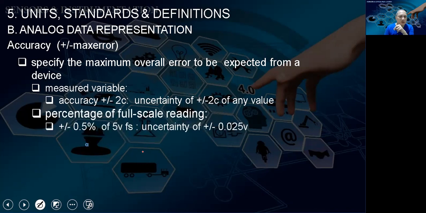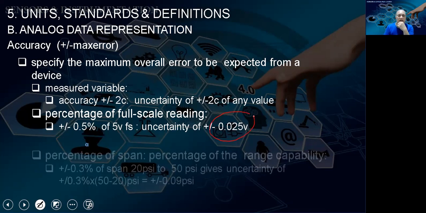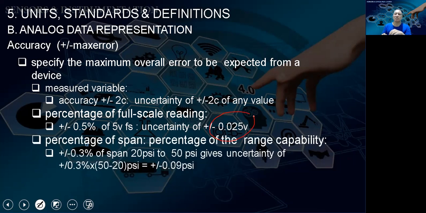And then percentage of full scale: we can represent it in terms of percentage, not value. So if it is 5-volt full scale, then the uncertainty is 0.5% times 5, which is plus or minus 0.025. And percentage of span is the percentage of range capability. So if it is plus or minus 0.3% of span, 20 psi to 50 psi gives an uncertainty of what? You have to subtract first, 50 minus 20, then multiply by 0.3%, which is plus or minus 0.09 psi.